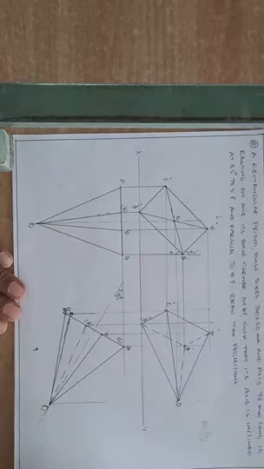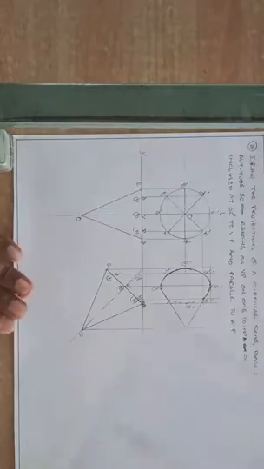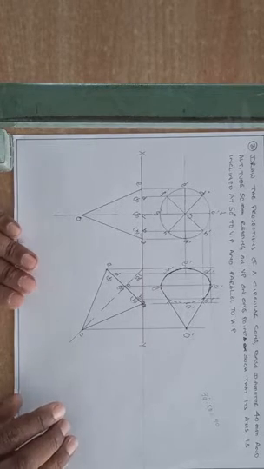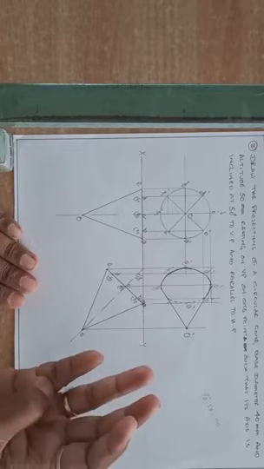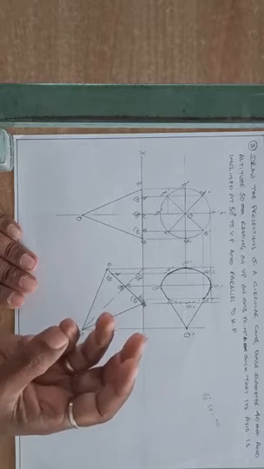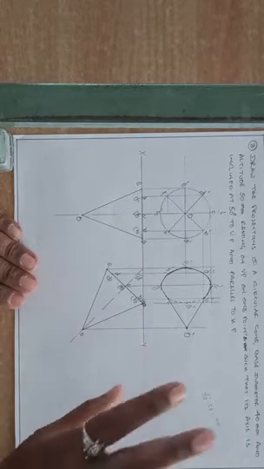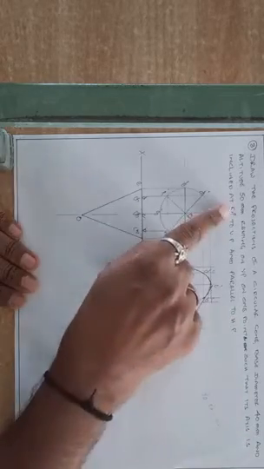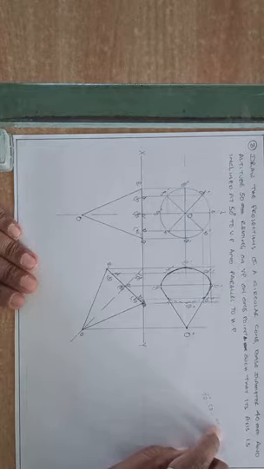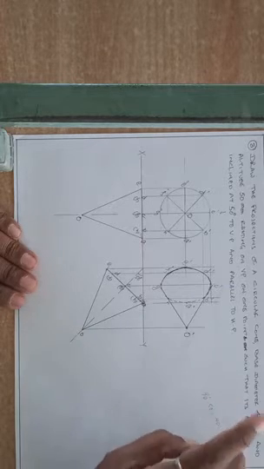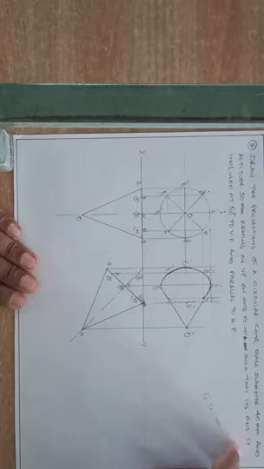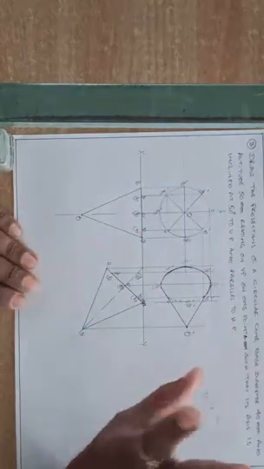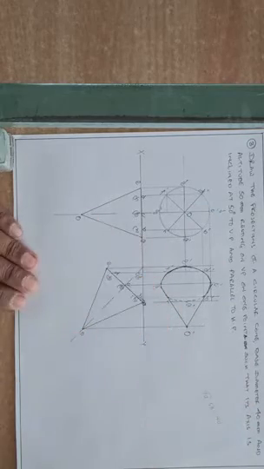So the axis is inclined at 35 degrees to VP. Then another problem is on the cone. Every time I am showing one prism, one pyramid, one cone or cylinder. Draw the projections of a circular cone, base diameter 40 mm and altitude 50 mm, resting on VP on one point on the circumference of the base, such that its axis is inclined at 50 degrees to VP and parallel to HP. Similar problem, but it is a cone.